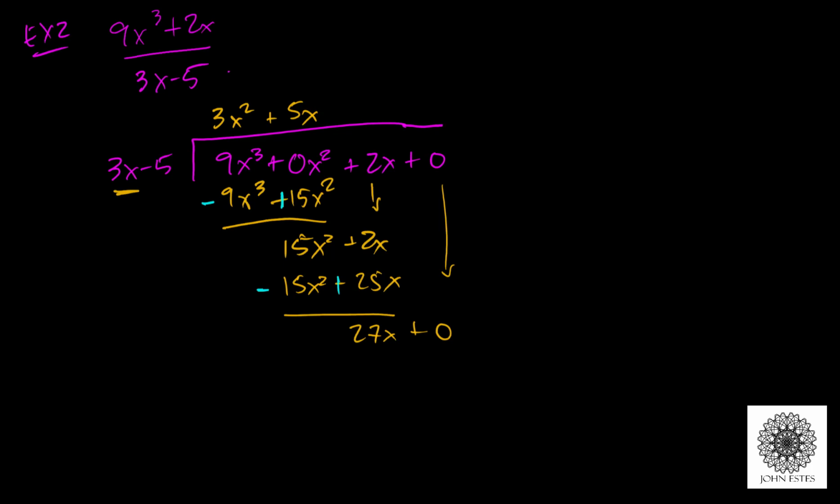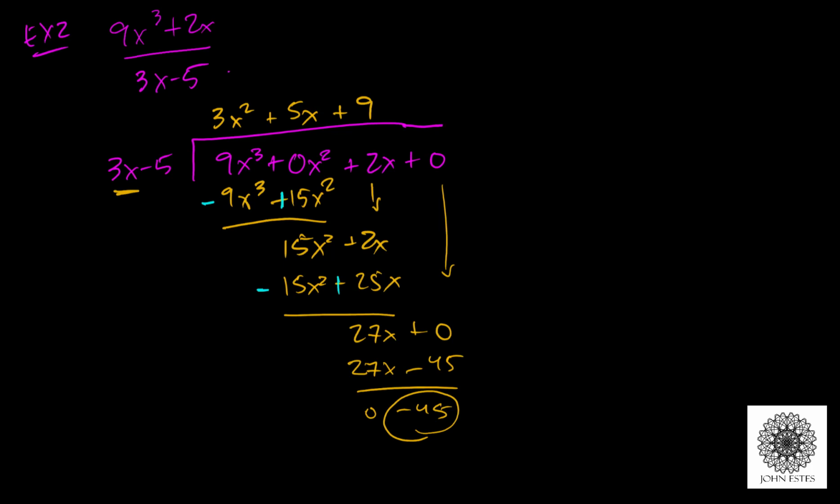Okay, so now 3x times what gives me 27x? How about a plus 9? And now when I distribute the 9 across the 3x minus 5, I end up with 27x minus 45. Okay, so now when I subtract, I get 0 minus 45, and now notice I can't multiply 3x by a polynomial and get minus 45, so that tells me there's my remainder.